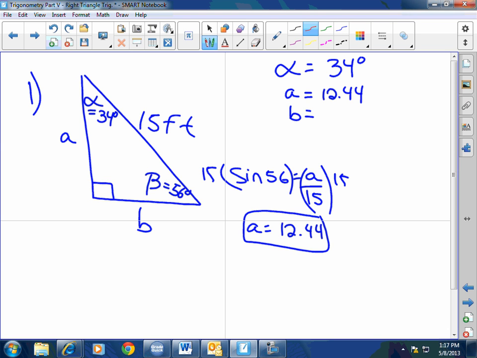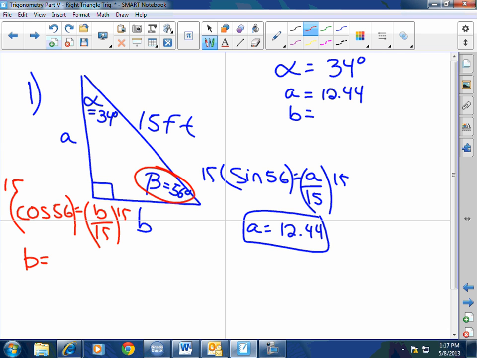Everybody. Okay. Now let's find B. From angle beta, what side is B? Is it the opposite or the adjacent? So who am I going to use in this case? What trig function? Cosine. Very good. So the cosine of 56 equals adjacent over hypotenuse. Multiply both sides by 15, please. And B is going to equal the cosine of 56 times 15. Which correct, guys, is 8.39. Very good.